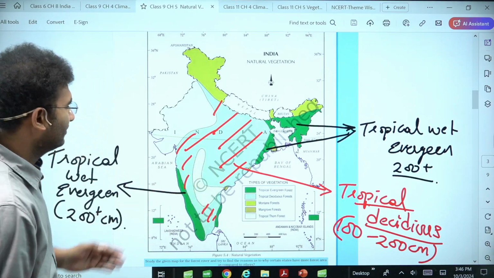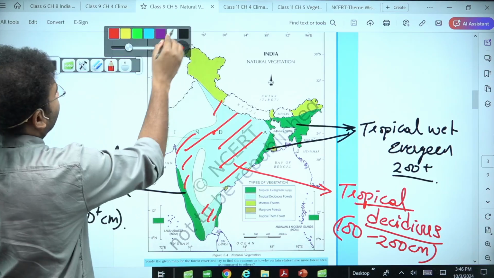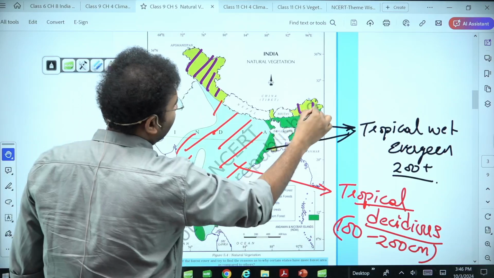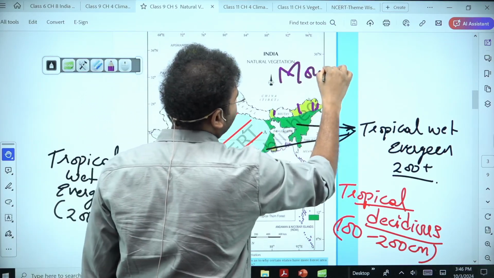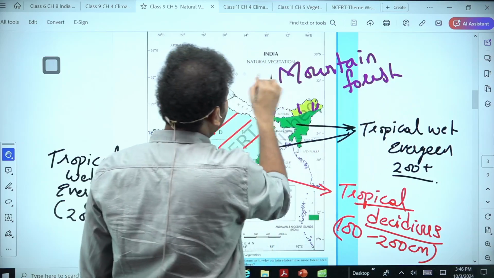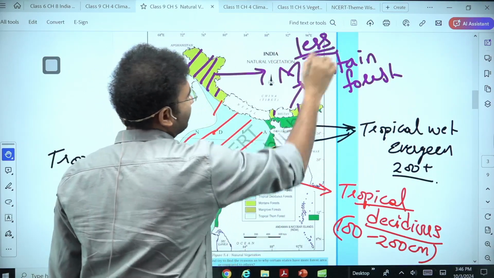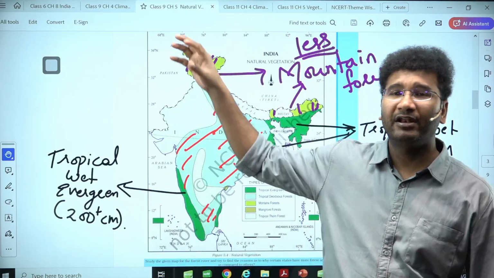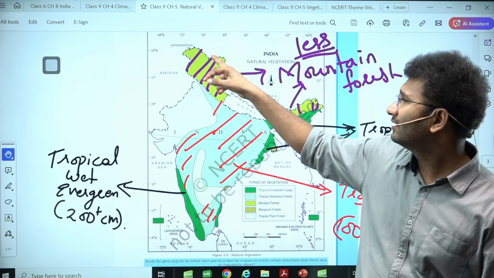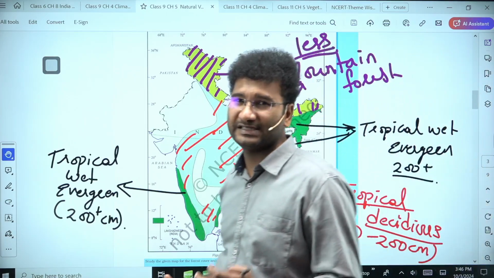Now come to the mountainous area. This is your mountain area. Look here, all this area is your mountain. Here you will have mountain forests. And the rainfall here is comparatively less. But due to the availability of moisture in the form of jet stream, in the form of clouds, the moisture sometimes is good seasonally and sometimes is not up to the mark seasonally.